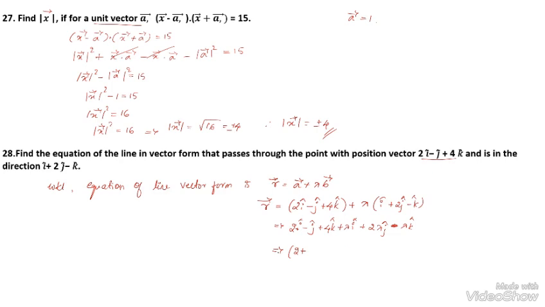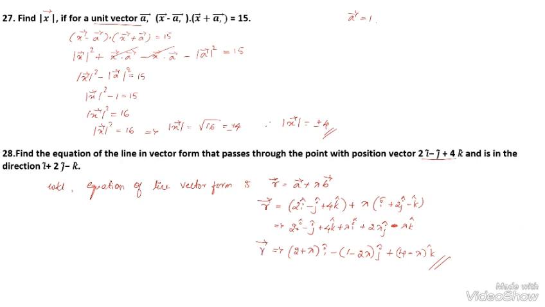Here there is a lambda, 2 plus lambda i cap, minus 1. Here only j is there, so there is a 1 present here. Here 2 lambda minus 2 lambda. Already I am taking minus outside, so it becomes 1 minus 2 lambda j cap plus 4 minus lambda k cap. This is the equation of the line in vector form.